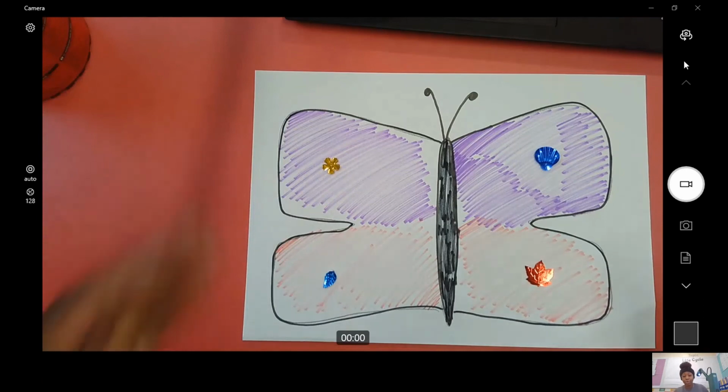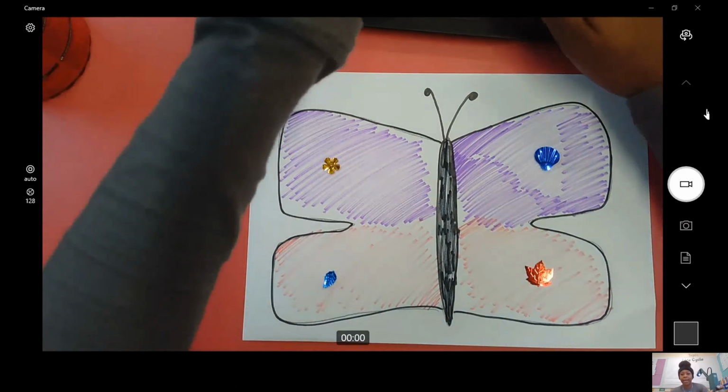You can draw a butterfly, you can make a butterfly with the things around your house, or you can become a butterfly even. Okay, so there are 3 things that you can do there. You can make a butterfly, draw a butterfly, or become a butterfly. But whatever you do, make sure it goes on Seesaw.